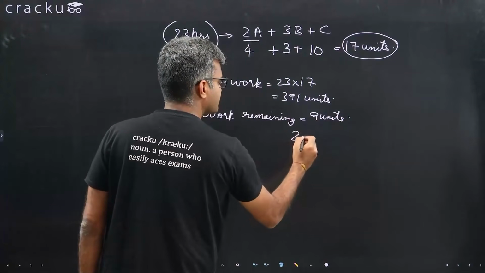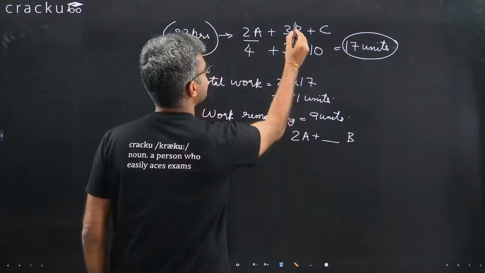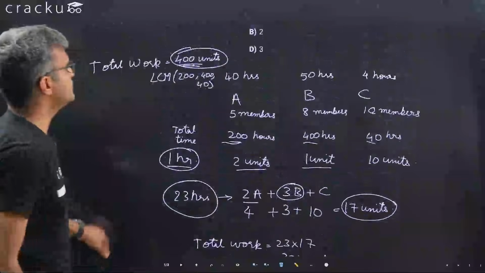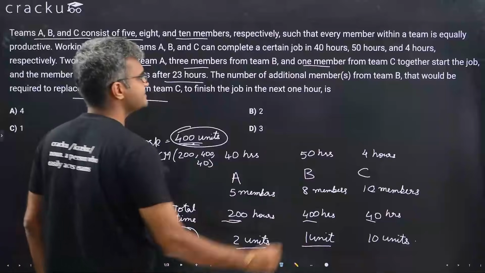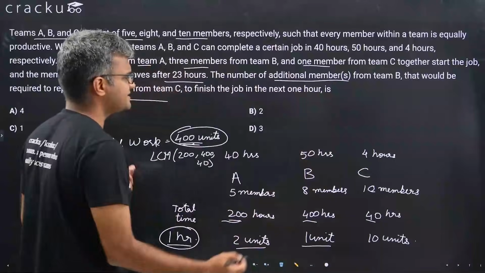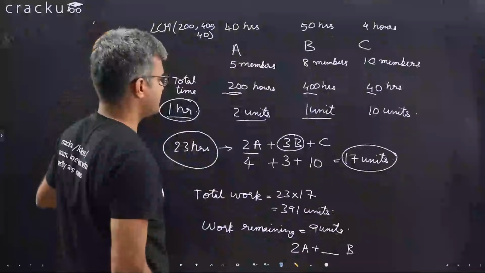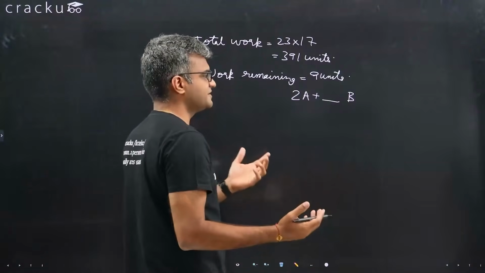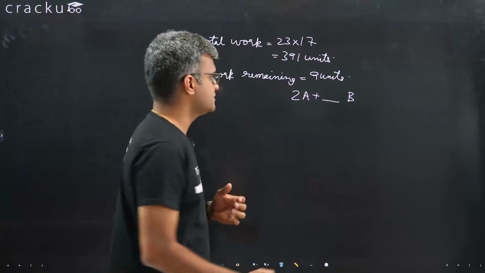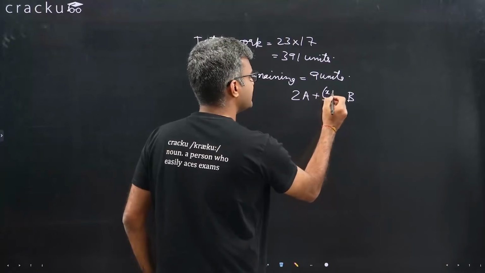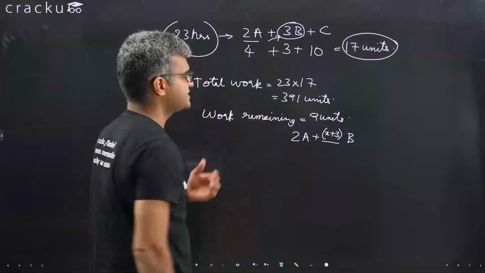Now who is completing this work? We have two members from A and some members from B. Originally there were 3 members from B, but now some new members have joined, all of them to replace the member from team C. Some additional members have joined. Let us assume that the number of additional members is some variable, say X, so that there is no confusion. So the total members from B will be X plus 3, because 3 members were already there, X members have newly joined.